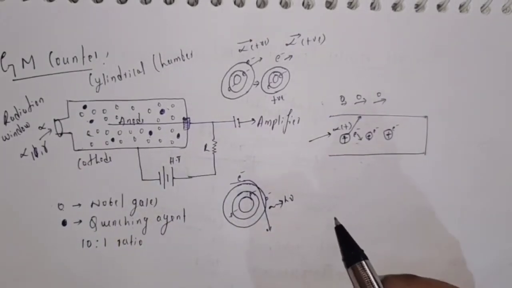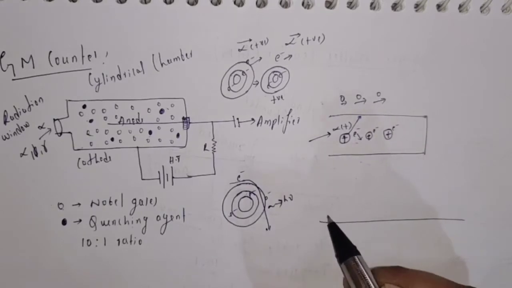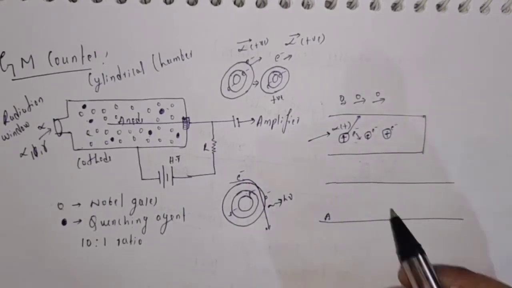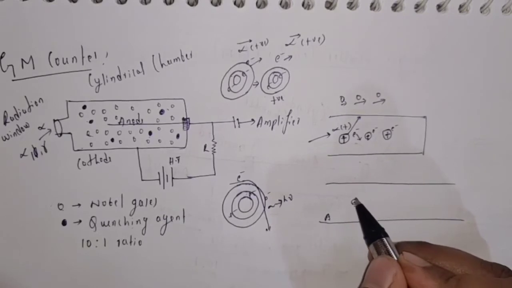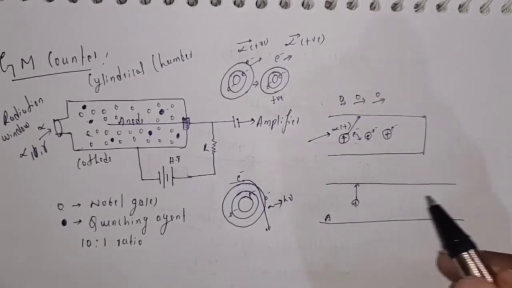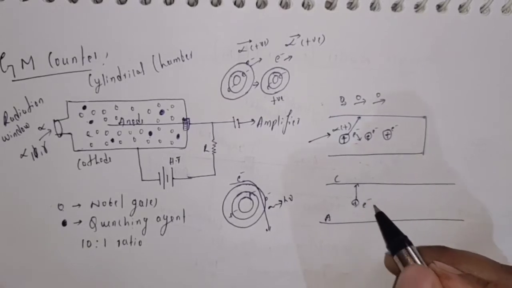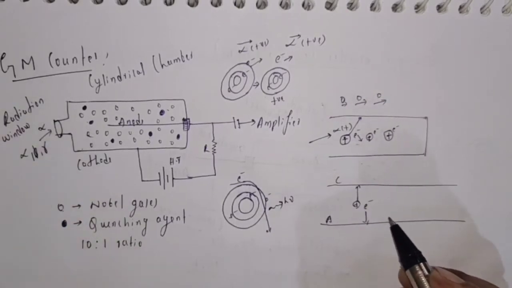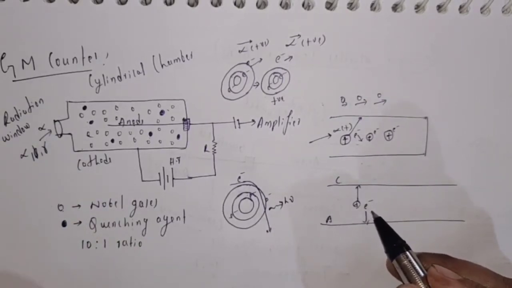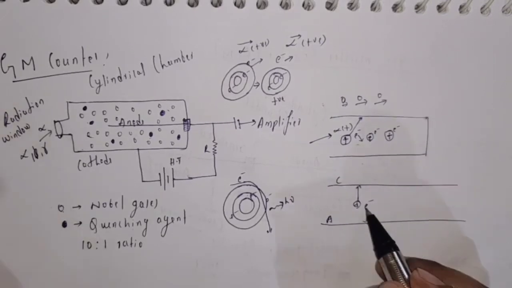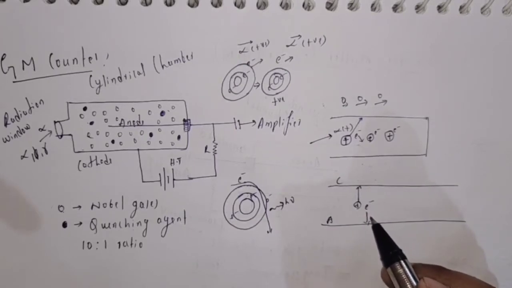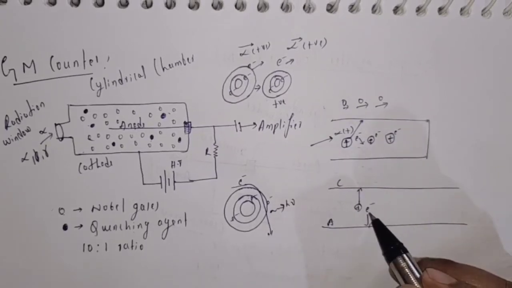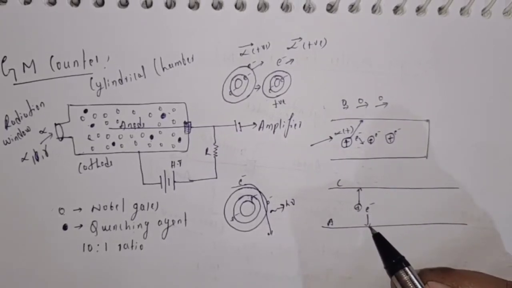Here I will show. This is the central anode wire and this is the cathode wall. The positive charge gets attracted towards the cathode, and the emitted electron gets attracted towards the anode. One more thing: the electron which is moving towards the anode, because of the strong electric field, is moving with high kinetic energy on the way to the anode.